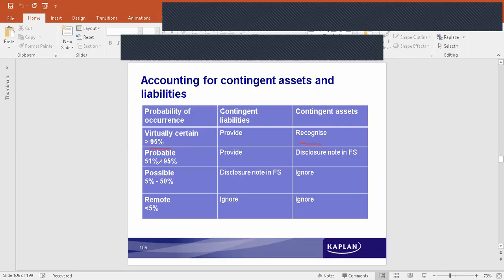Any benefit that is to be received in future, only when it is certain, then only it is accounted as an asset. If it is between 51 to 95%, it is recorded in the notes to the financial statements. Other than that, less than 50%, it is not recorded. When it happens, it would be recorded, because we anticipate no future gain. So anything less than 50% is completely ignored.